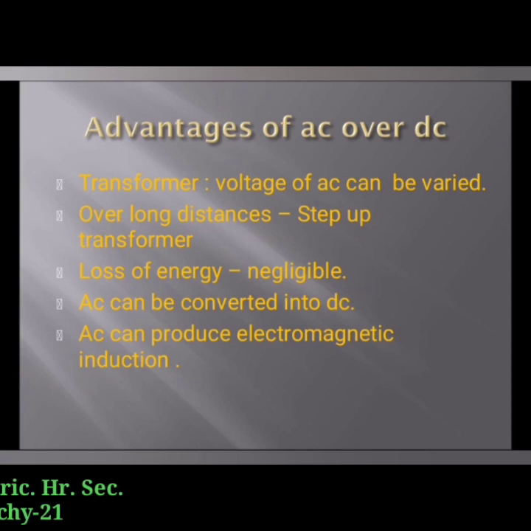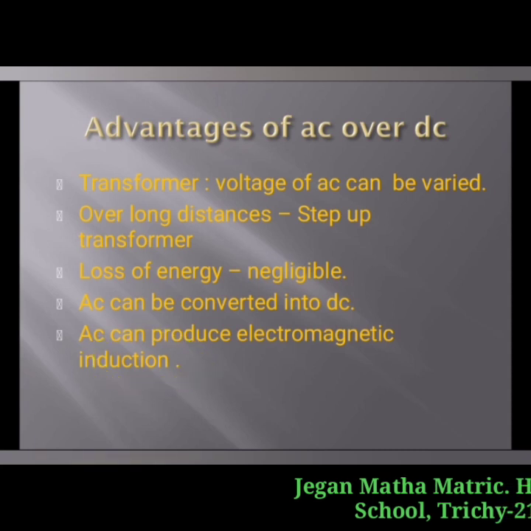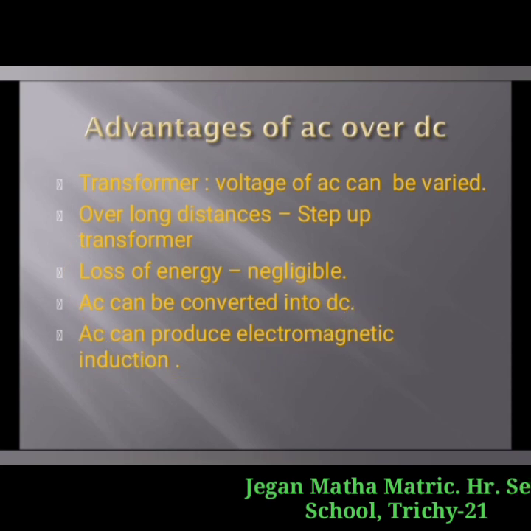Direct current cannot be transmitted as such because the loss of energy compared to AC is large; for AC it is negligible. Then AC can be easily converted into DC, and generating AC is easier than DC. AC can also produce electromagnetic induction, which is useful in several ways. So these are the important advantages of AC over DC.